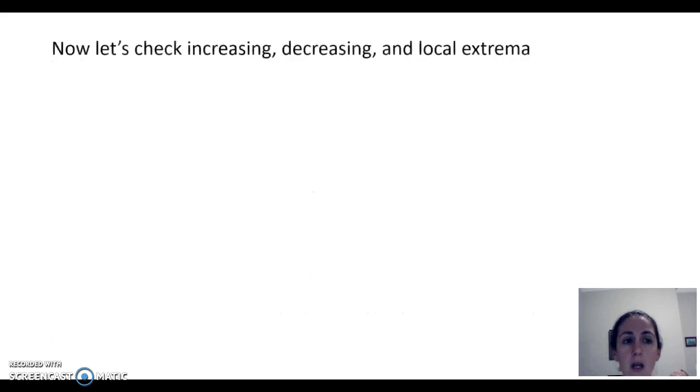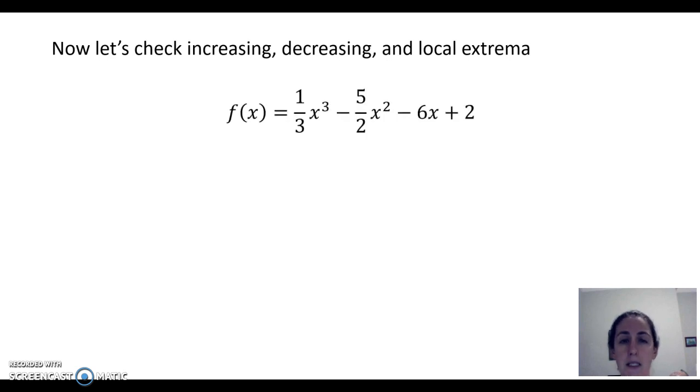Let's talk about where it's increasing, decreasing, and the relative extrema. So remember, to find where it's increasing and decreasing, we need to determine where the derivative is positive and negative. And the derivative can only change signs at these critical values, which is where the derivative is 0 or where the derivative is undefined. So I'm going to recall the function itself, but I wrote it differently this time.